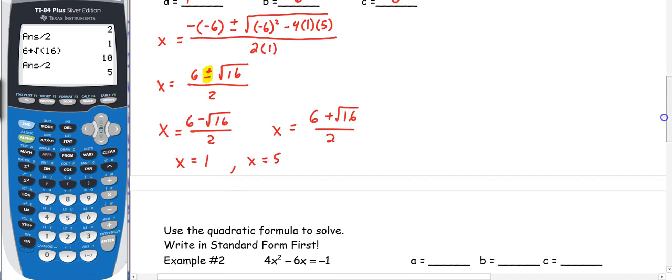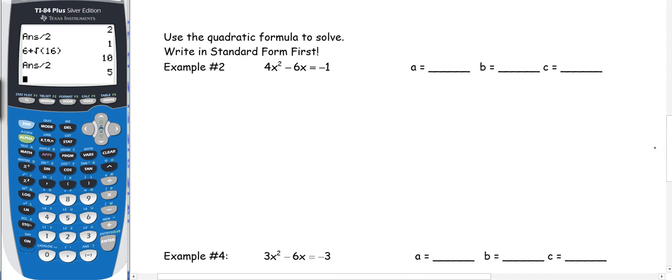So let's look at another problem. Make sure that it's in quadratic standard form first, which means this 1 needs to get moved to the other side. So we're going to add 1 to both sides. 4x squared minus 6x plus 1 is equal to 0.